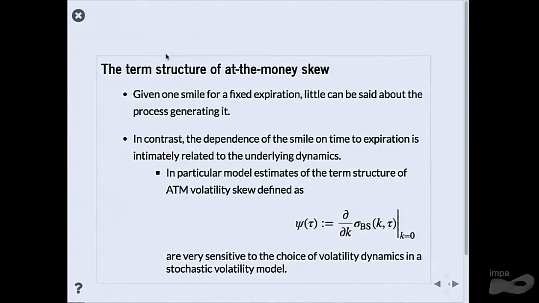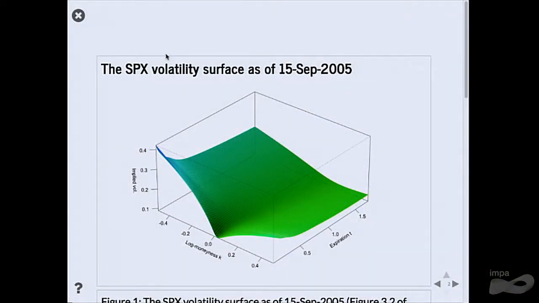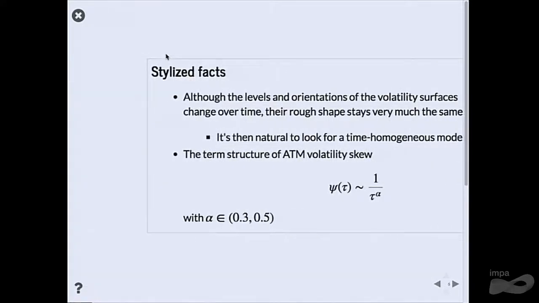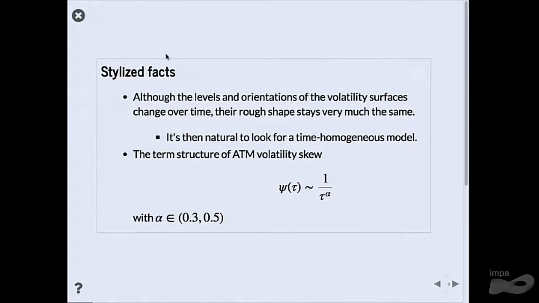Unless you are in the middle of a crisis, then perhaps the at-the-money is important. Yeah, but even then, if I don't give you the orientation, and I just give you a vol surface floating in space, you can't tell. So this motivates us to think of a time homogeneous model. Basically, the volatility surface is always the same shape.